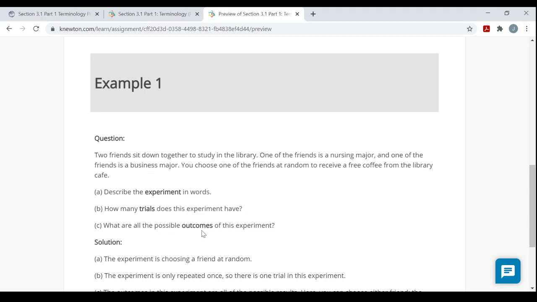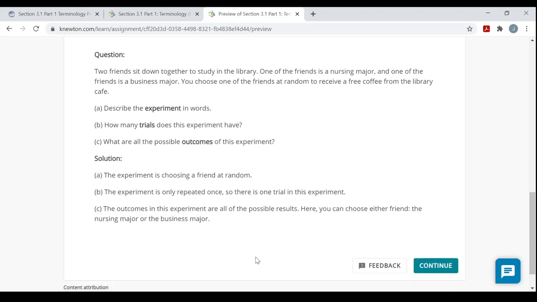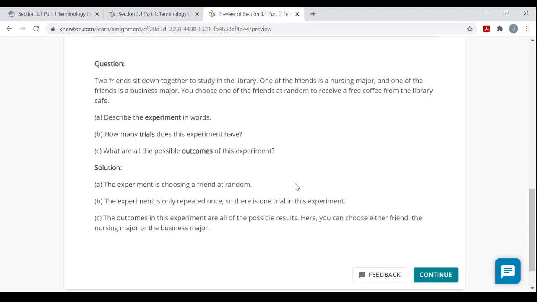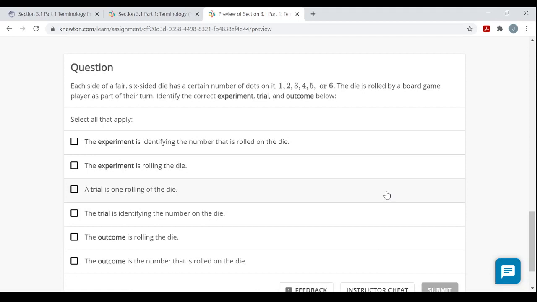And what are the possible outcomes of this experiment? Well, one outcome is I chose my nursing major friend, and the other outcome would be I chose the business major friend. So there are two possible results. Hopefully that is a nice example of how to apply these words, experiment, trial, and outcome, and we'll see more later. Probably with this question here, when I hit continue, they'll ask me a very similar question.